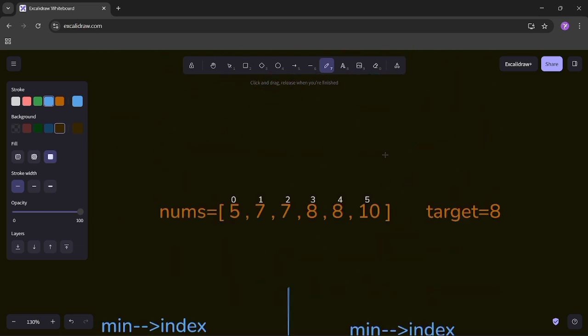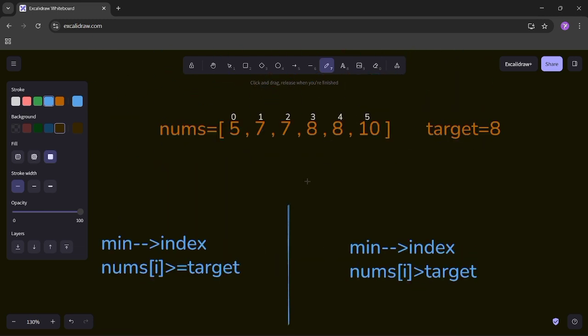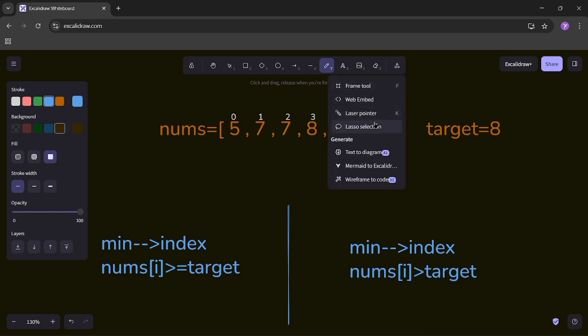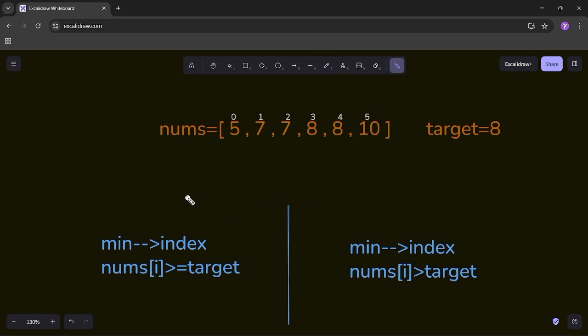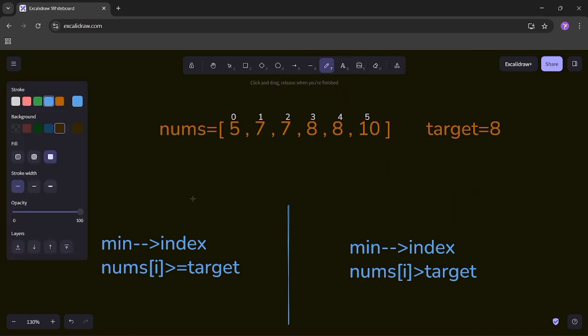So right now I'm going to apply binary search. But if I simply apply a binary search, it will not work. So we are going to apply the lower bound or upper bound. First of all, we need to know what the upper bound and lower bound are.